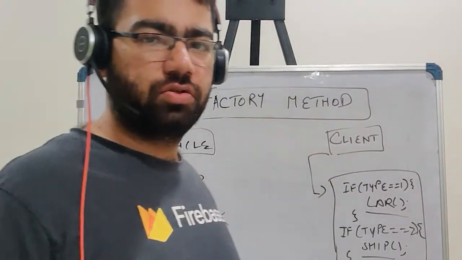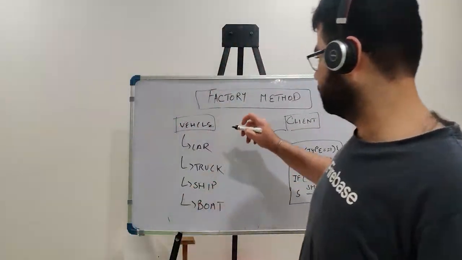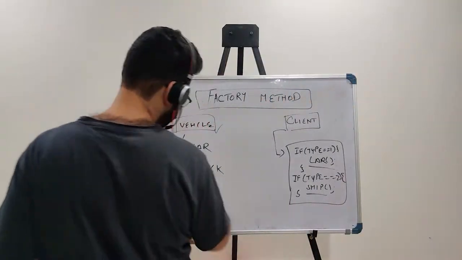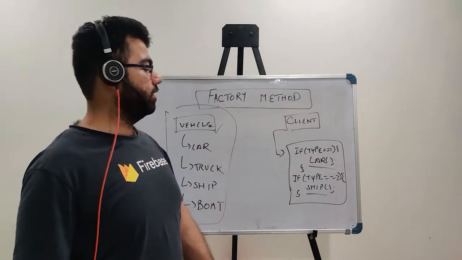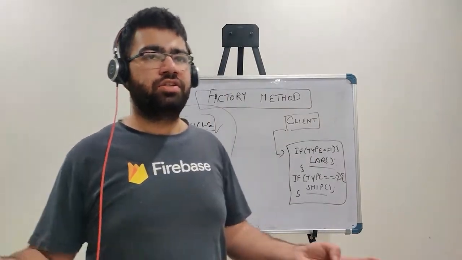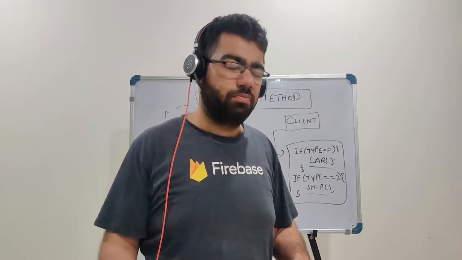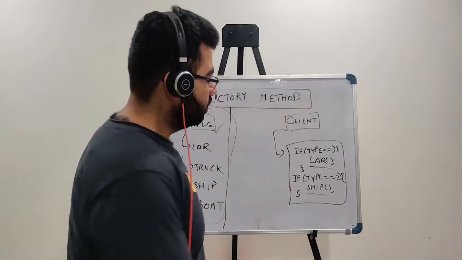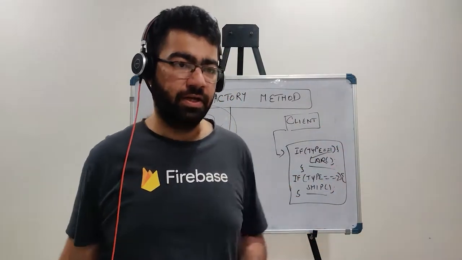Now what's the issue in this code? The issue is that if there is some change in the vehicle or a change in the service, we have to change the client also. So even if changes are done in the service, you have to change your app also. That means rolling out updates every time there is some change in these conditions, or you have to include some new conditions in the client. This is what we do not want.